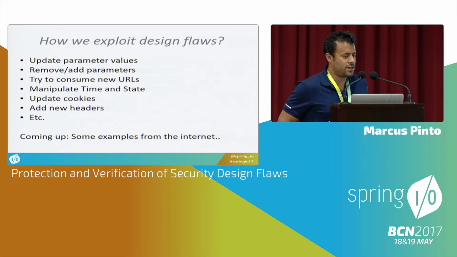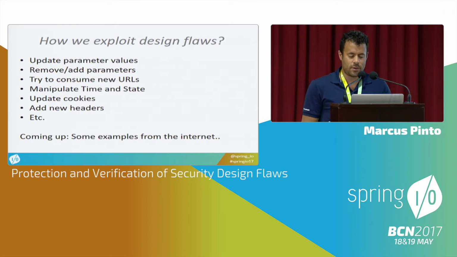Generally, we end up doing something along these lines. We're trying to update a parameter value, maybe add or remove parameters from a request, try to find some new URLs that we're not really supposed to access. We're also going to play with context and time and state. You might have heard of time of check to time of use vulnerabilities and race conditions. We're going to play around with those as well.